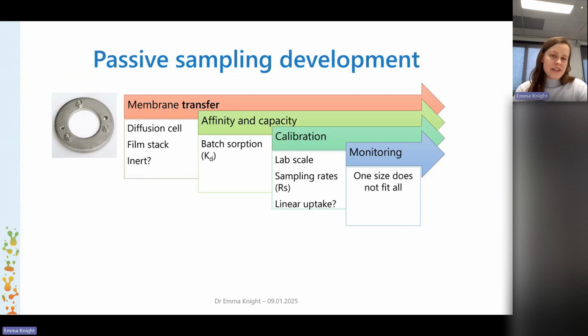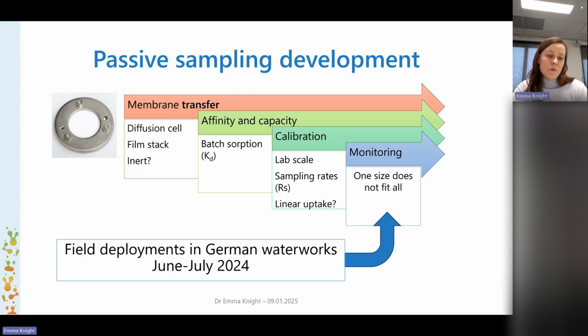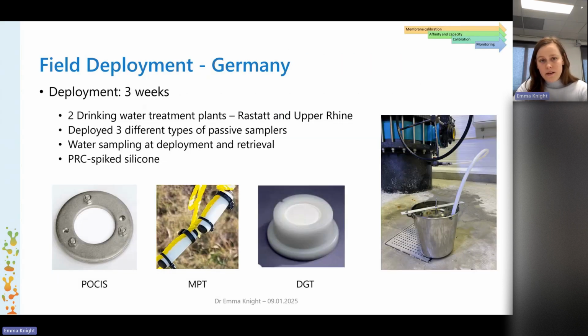So in terms of our passive sampler development, we've calibrated 2 different passive samplers. And so now we can go on to the last step, which is monitoring. We did some field deployments in Germany in summer, at 2 different drinking water treatment plants, at Rastatt and 1 at Upper Rhine. We deployed for 3 weeks.